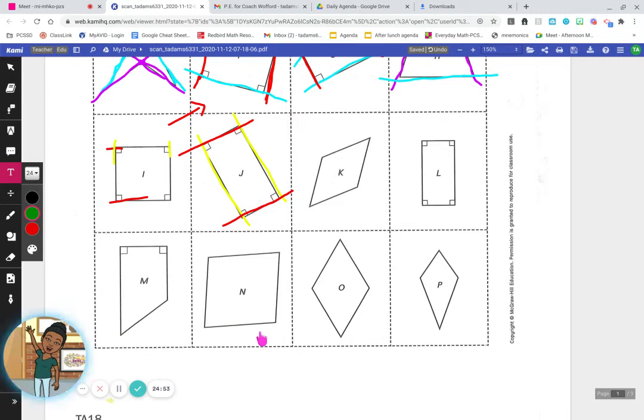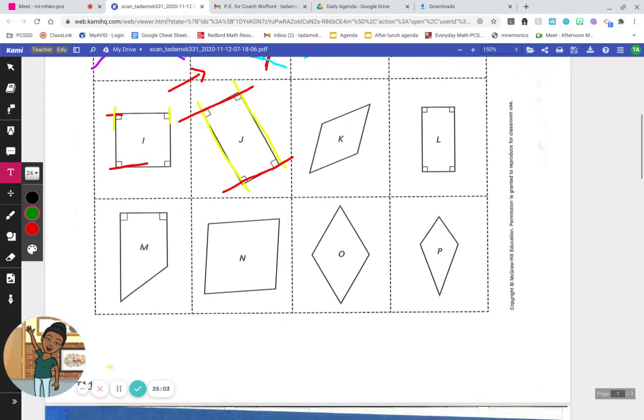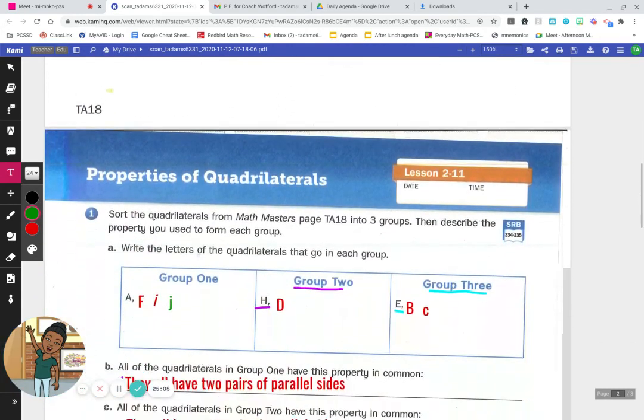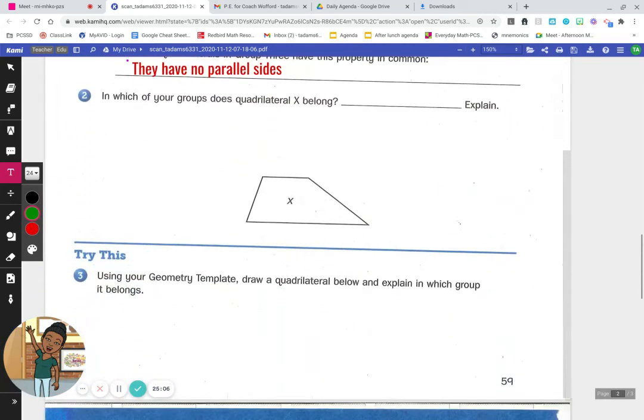At this time, keep going. Look at quadrilateral K. Identify the parallel sides. Place it in the correct group: group 1, group 2, group 3. And then do the same thing for quadrilateral L, M, N, O, and P. You got this.